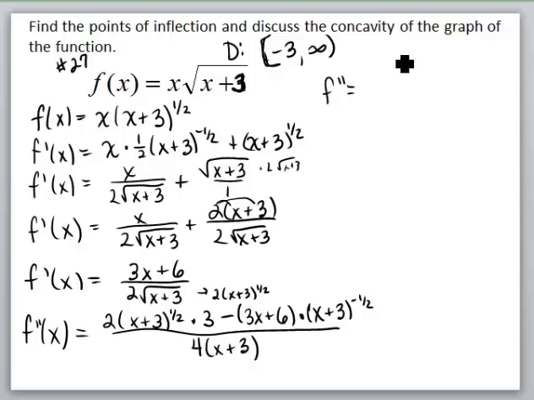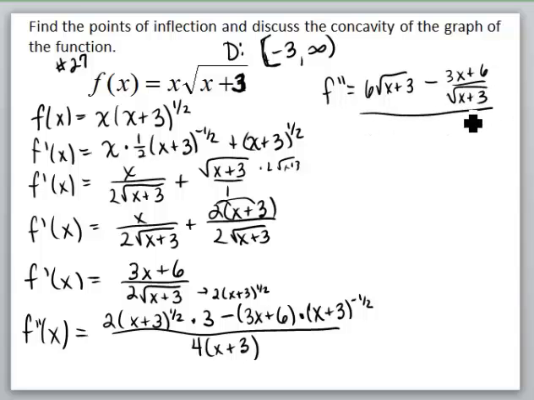The second derivative would then be 6 square root of x plus 3 minus, I'd have the 3x plus 6 on the top and the square root of x plus 3 on the bottom, and then a large fraction with the 4x plus 3 on the bottom.